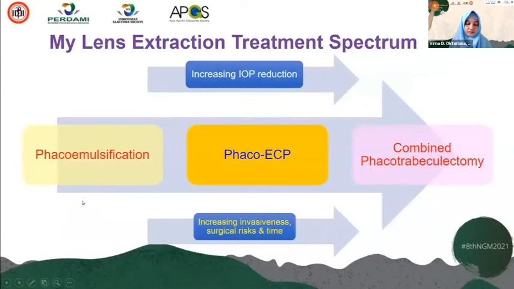So based on these data and considerations, my personal preference is to start with phacoemulsification. If I need more IOP reduction, then I perform combined phaco-ECP. And if I need still more IOP reduction, then I proceed to combined phacotrabeculectomy.